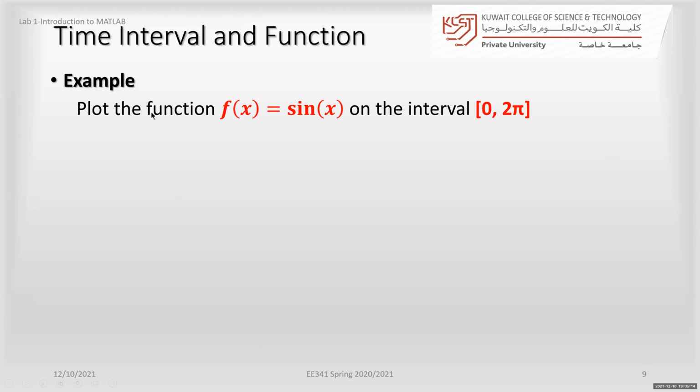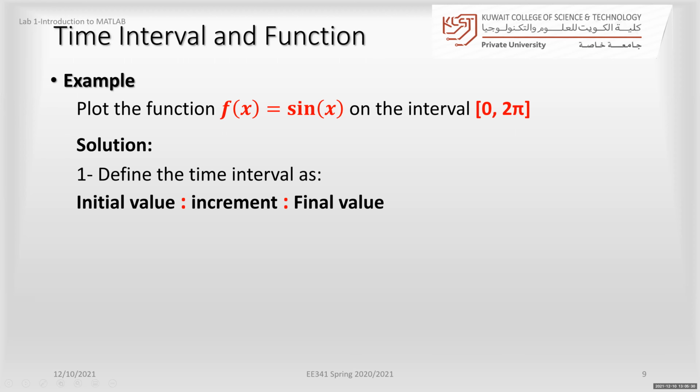First of all, we will go through how we plot a function. For example, if we have a function f of x is equal to sine of x, first we have to define the interval. How? First the initial value, which is 0, then the increment, which is 0.01, separated by a colon, and then the final value, which is 2 pi.